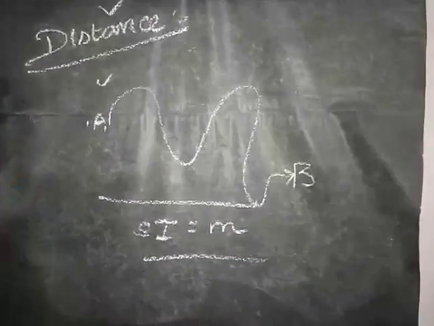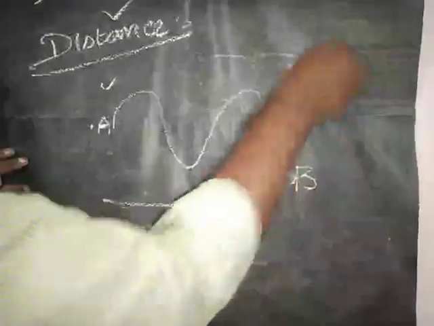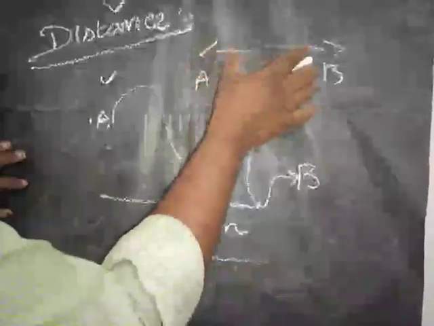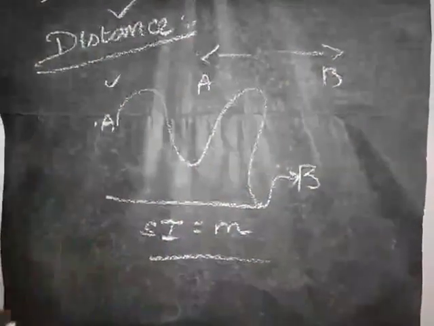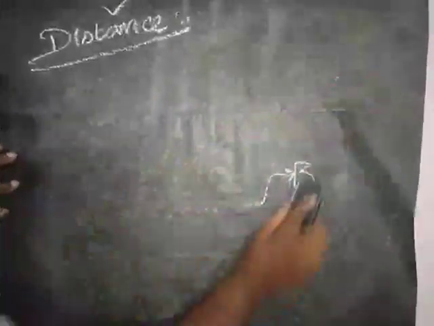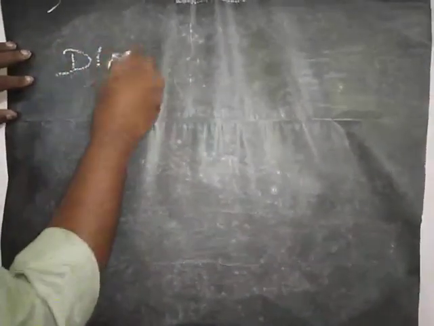In a short way we can also define distance as the shortest distance between 2 points, A and B. This is called distance. Next one, displacement. Second one, displacement.